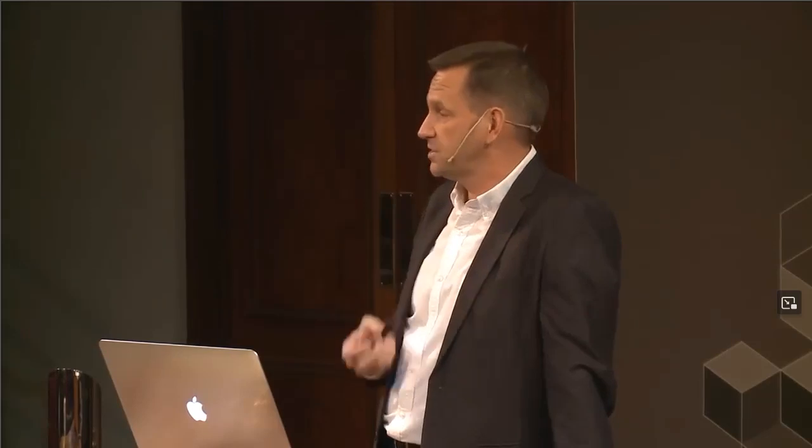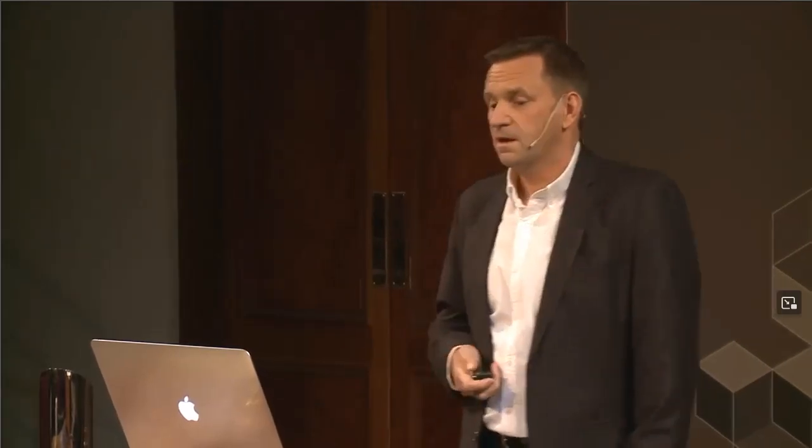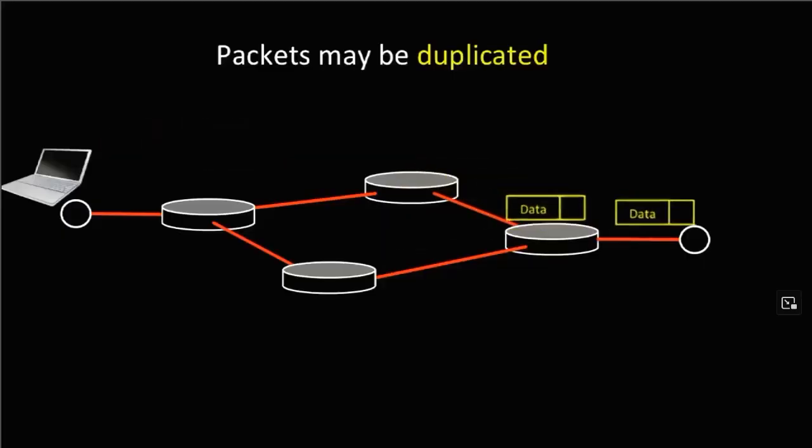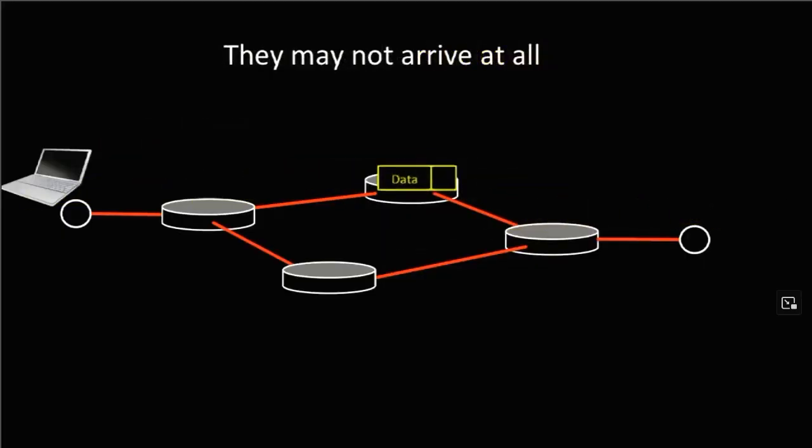So here's 2 packets, 1 and 2, that the internet changed the order. They could also be duplicated. So this router here failed, and it happened to duplicate the packet it was passing through. And in fact, they may not arrive at all.